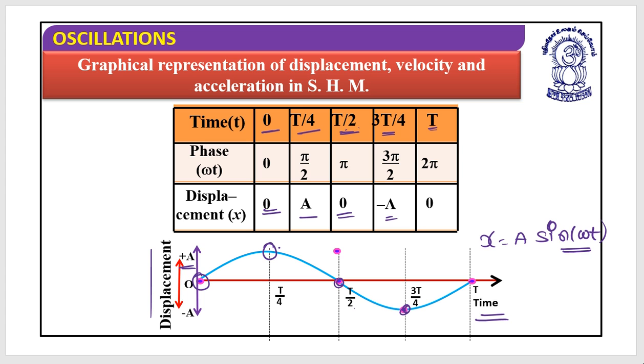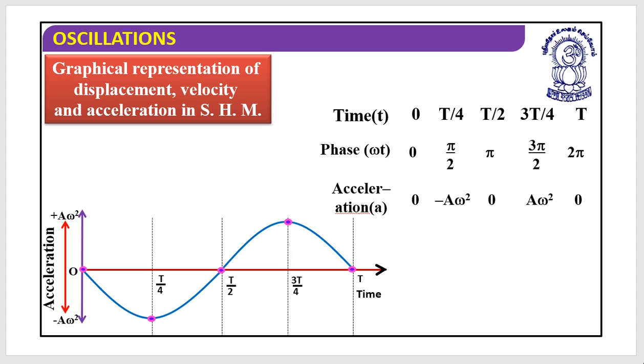When you look at these two graphs, you can identify the difference between them. I will show you all three graphs together in the next slides so that you can compare them easily. But before this comparison, let's first represent the acceleration versus time graph. This is acceleration, with maximum A omega square, and this is time t.